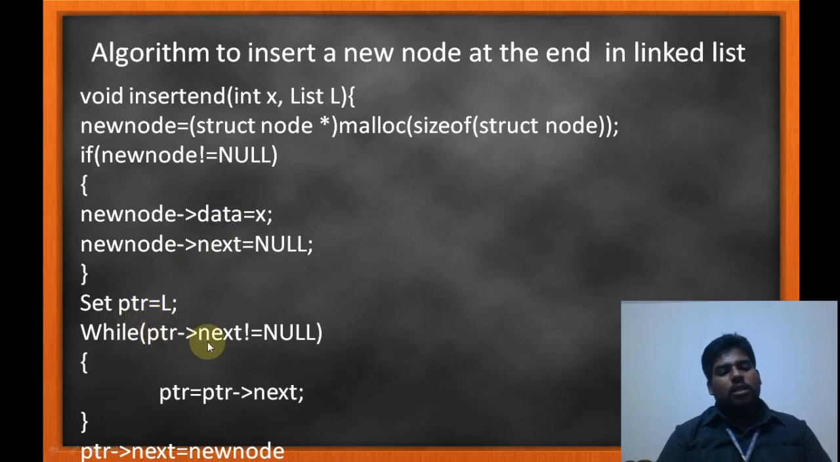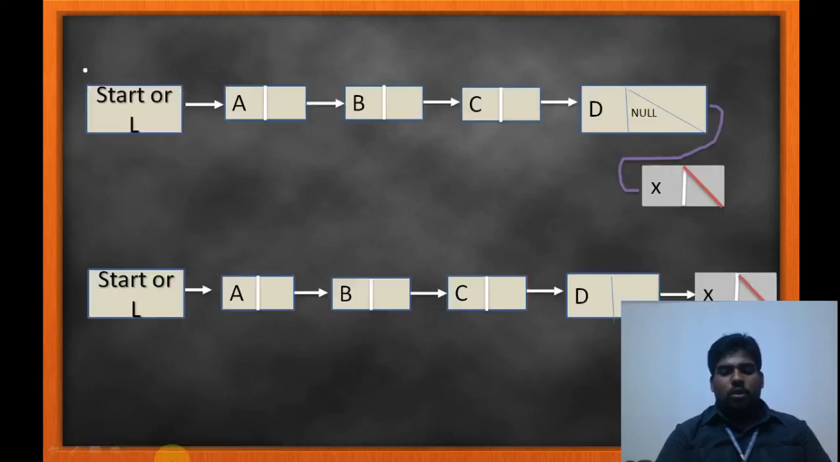Then ptr next not equal to null. Till it reaches the null point, you are forwarding the pointer position from the first node to the next node to the next node. Like that you are moving till it reaches the null value. Once it reaches the null value, the condition will be false and it will come out. So once it reaches this position, the loop will be false and come out. Next, ptr next equal to your new node. So it will be inserted at the end of the list.